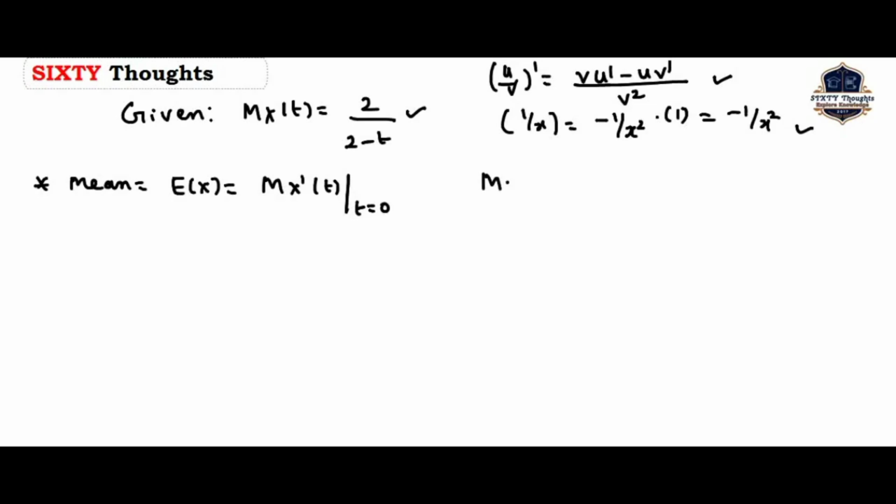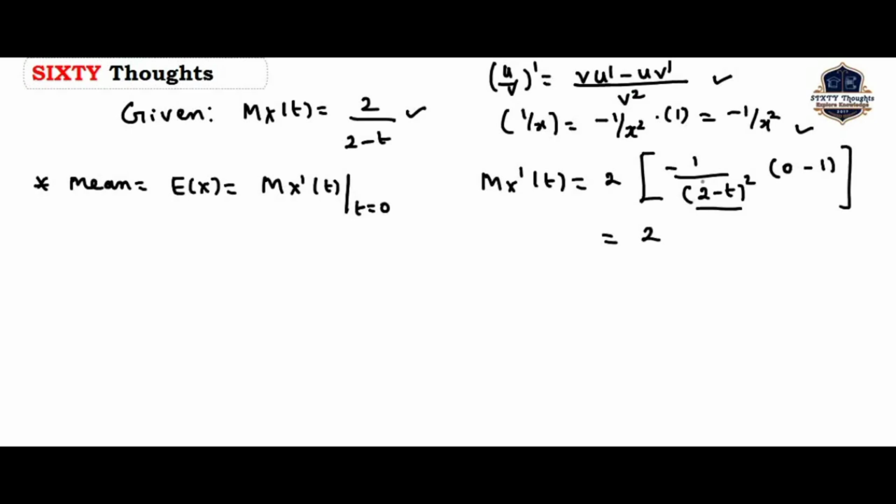So first we take M_X(t) = 2/(2 - t). Here 2 is a constant, and we differentiate 1/(2 - t), which is -1/(2 - t) squared. After that we differentiate the inner function: the derivative of 2 is 0 and the derivative of t is 1. So we get 2 into minus 1 into minus 1, that is 2/(2 - t) whole squared. This is M_X'(t).